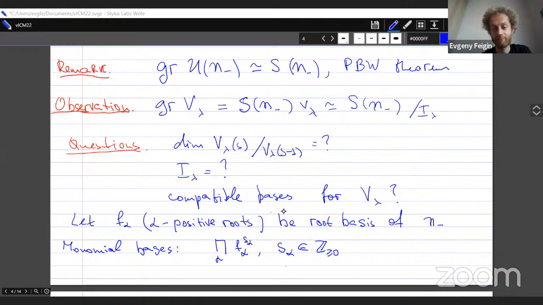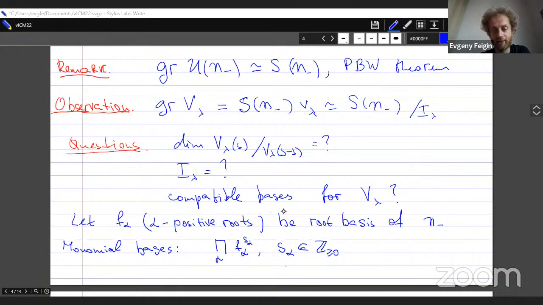A simple observation is that if you take the graded of V lambda, then this is similar to the classical case, so this is the result of application of the symmetric algebra of n minus to V lambda, and the symmetric algebra of n minus is nothing but a polynomial ring. So actually, after all, we are just interested in the quotient of the polynomial ring by some ideal I lambda.